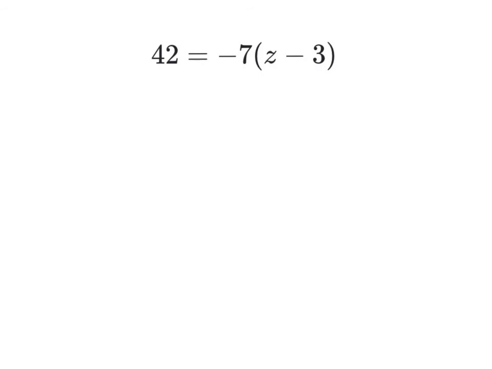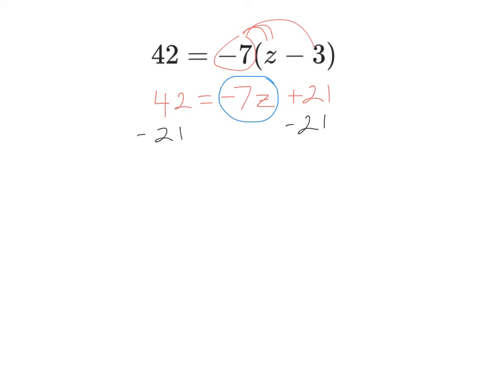2 more to go. This one here, we're going to have to distribute first. So we're going to take negative 7 and distribute it. So I got 42 is equal to negative 7 times z is negative 7z. Negative 7 times negative 3, negative times a negative is positive 21. Now I'm going to circle my term with the variable, and I need to get rid of a positive 21. So the inverse, plus 21, is minus 21. This is going to give me 21 is equal to negative 7z.